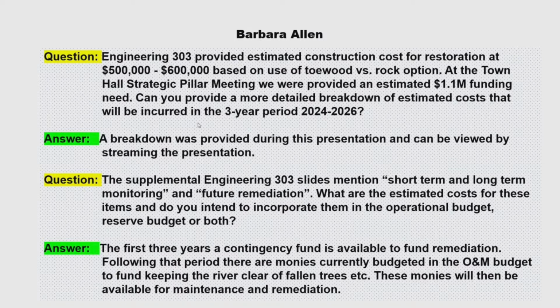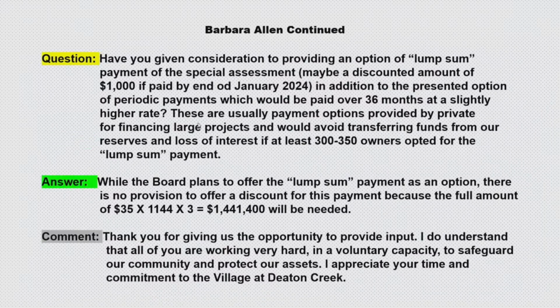The supplemental Engineering 303 slides mention the short-term and long-term monitoring and future remediation. What are the estimated costs of these items, and do you intend to incorporate them in the operational budget, reserve budget, or both? They're there. As I said, there's the 3-year maintenance contingency coupled with $35,000 a year that we have budgeted in the operating account. So we're all set there. Next slide.